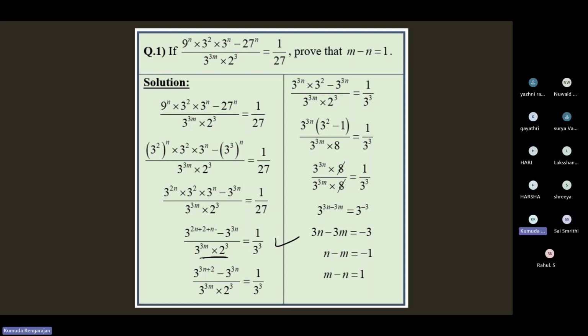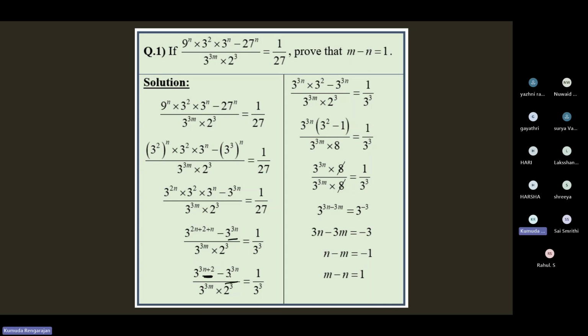So in this step, the only change is that these three terms have the same base, and it's a product, it's multiplication. So using the law of exponents, we add the powers. Write the base 3 and add the powers 2n plus 2 plus n, and the other terms as they are. Now the sum here, 2n plus n is 3n. So 3n plus 2.